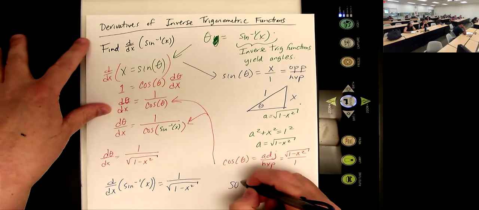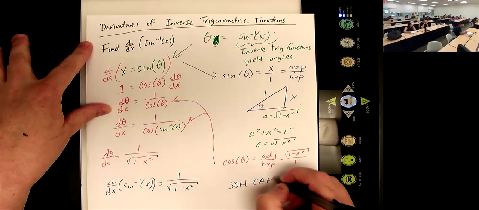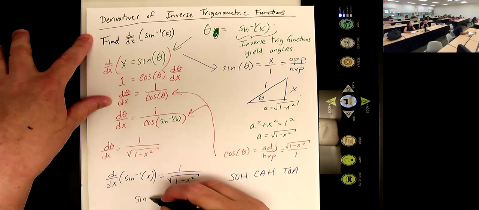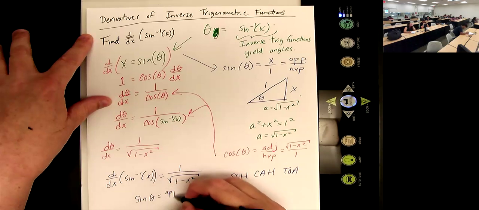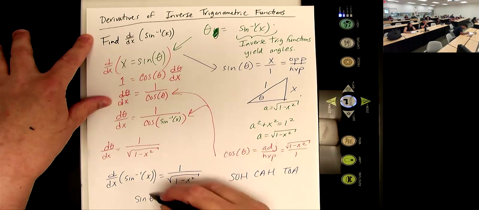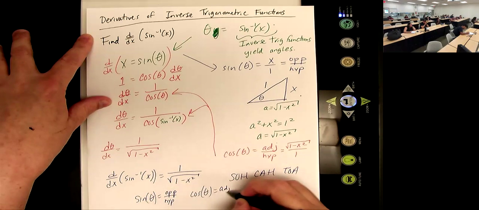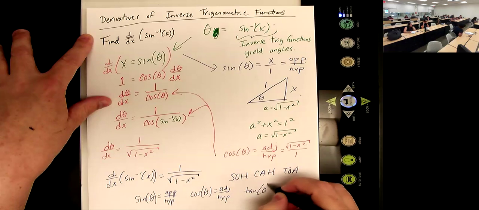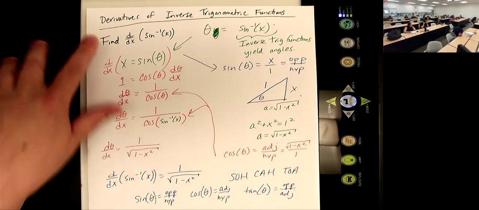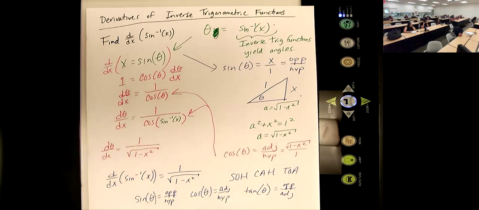In case you've forgotten, SOHCAHTOA. Sine is opposite over hypotenuse. Cosine theta is adjacent over hypotenuse. And tangent theta is opposite over adjacent. And with those three, you can also find secant, cosecant, and cotangent, just like flipping them.